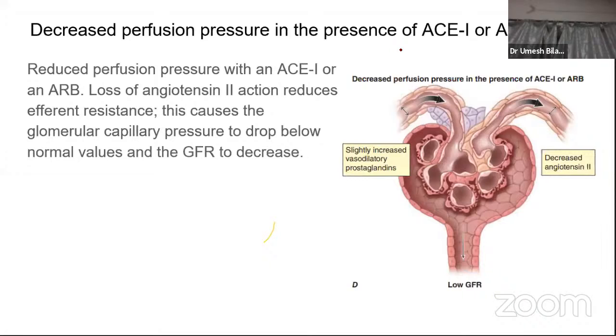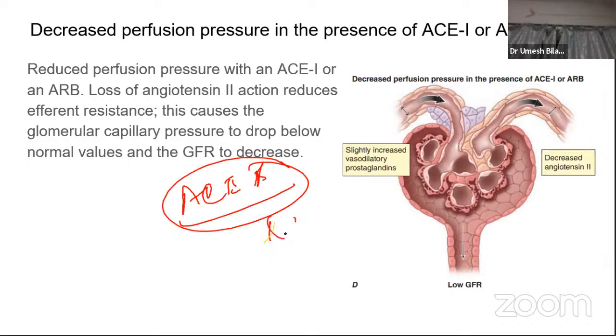And the decrease in the presence of ACE inhibitors is due to efferent vasodilatation. ARBs and ACE inhibitors will block the receptor, and efferent vasoconstriction will not happen. Thus, the hydrostatic pressure here will fall down.